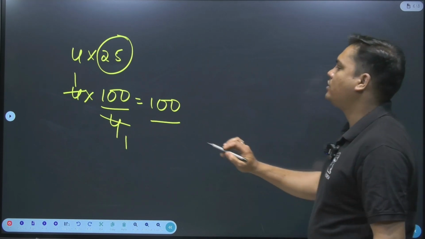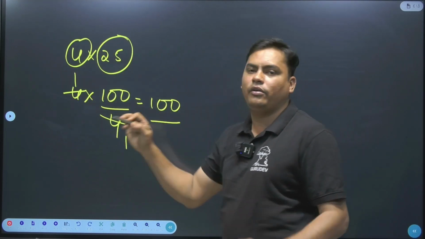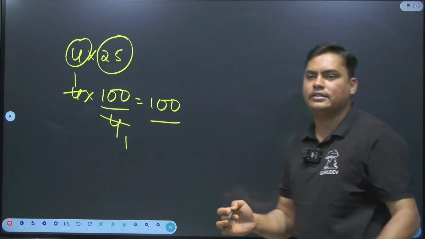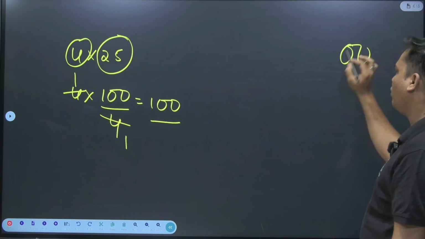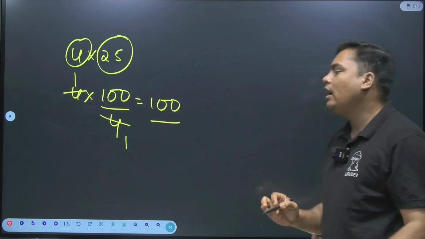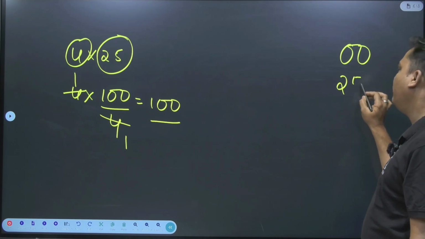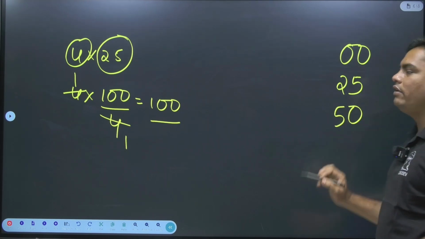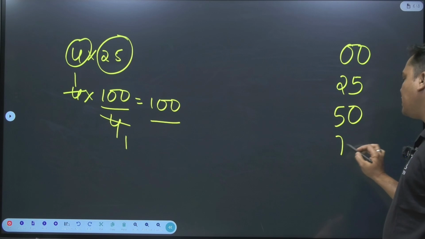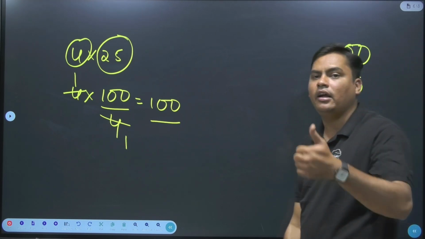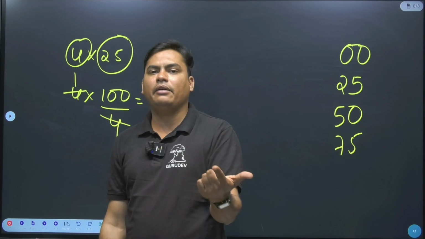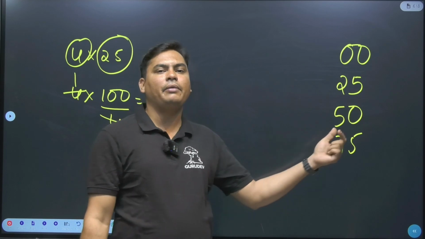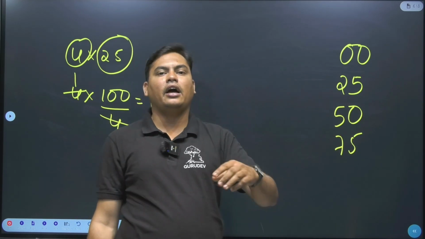Whenever I am dividing by 4, am I getting a remainder? No. Whenever no remainder is there, I will be adding 2 zeros. Whenever there is a single remainder, I will be adding 25. Whenever there are 2 remainders, I will be adding 50. Whenever you are having 3 remainders, I will be adding 75. So no remainder, it is 0 0. Single remainder, 25. 2 remainders, 50. 3 remainders, 75.